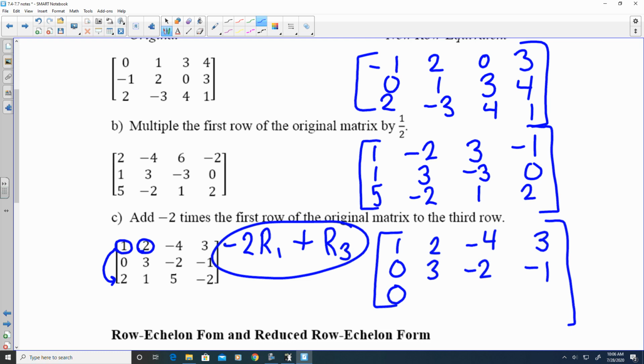-2 times 2 plus 1 in the corresponding same location is going to be -3. -2 times -4 plus 5 is 13. And -2 times 3 plus -2 is -8. So even if I'm using row 1, that's not changing. Row 1 still stays the same. I'm just using row 1 to change row 3.